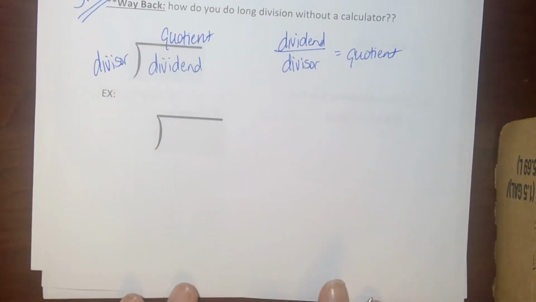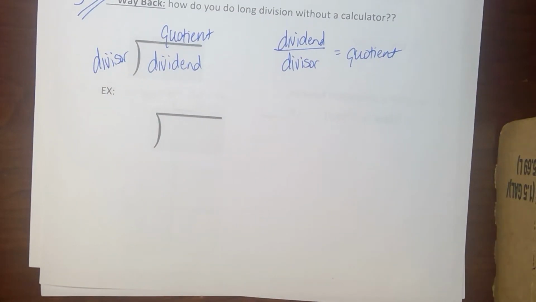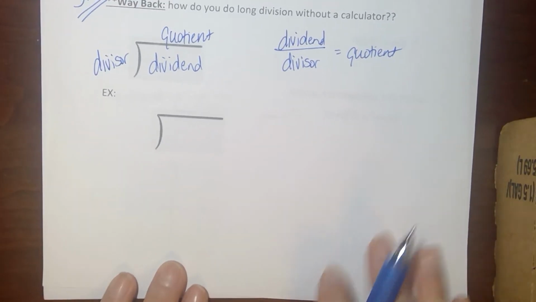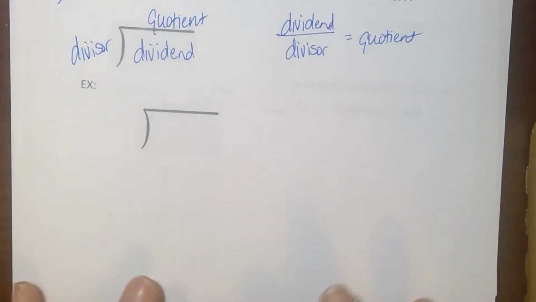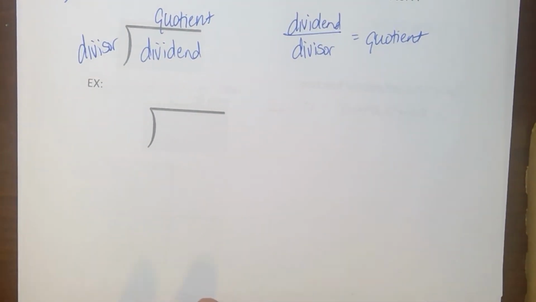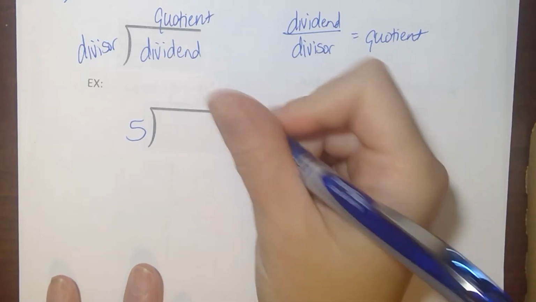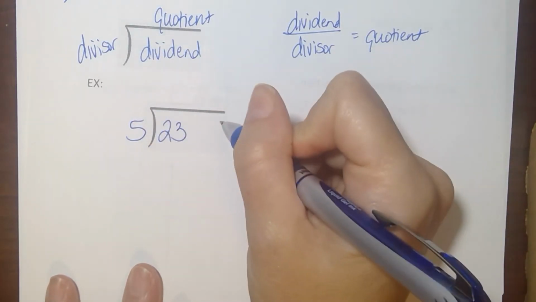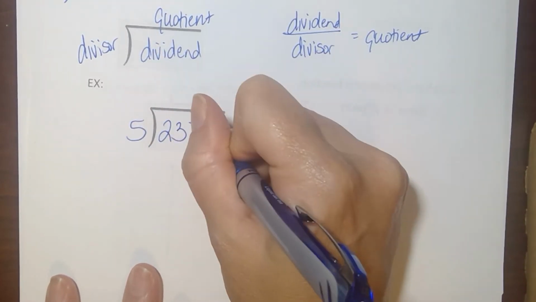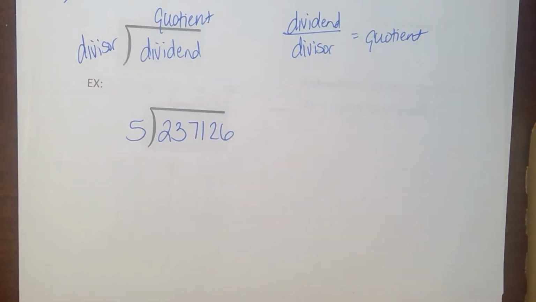So let's work a long division problem, standard arithmetic long division, and see what we get, just to remember what that process is. The process is repetitive, and the process that we're going to use with long division for polynomials is very similar. So I'm just going to give you a big long division problem. We're going to do 237,126 divided by 5. Now I picked my numbers on purpose as things that it's not going to go nicely.